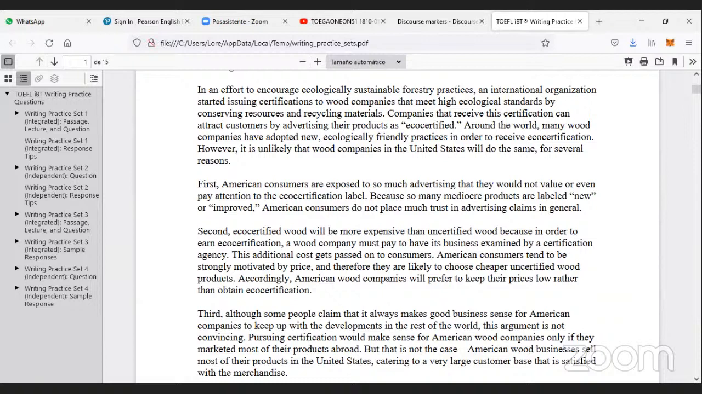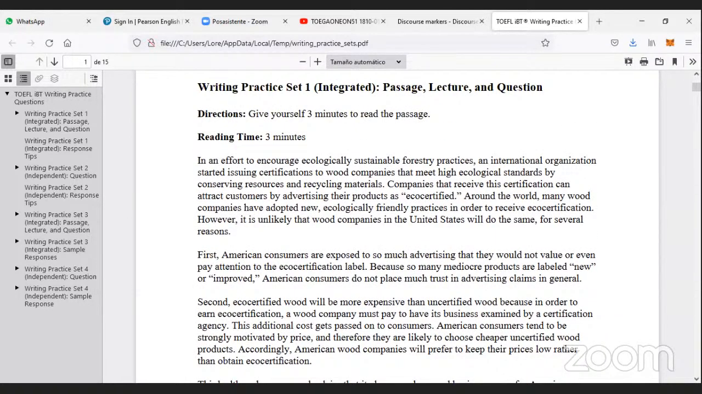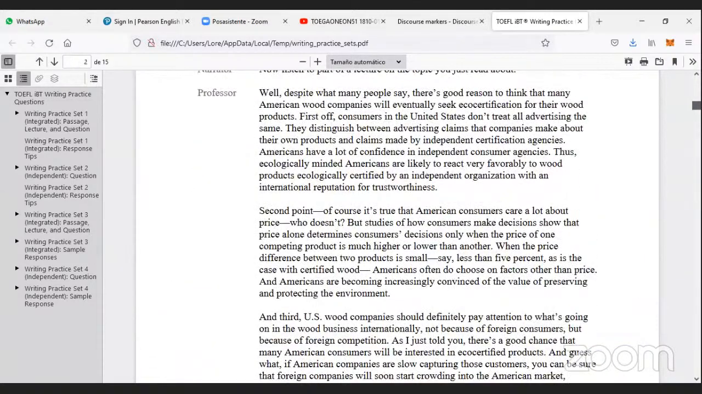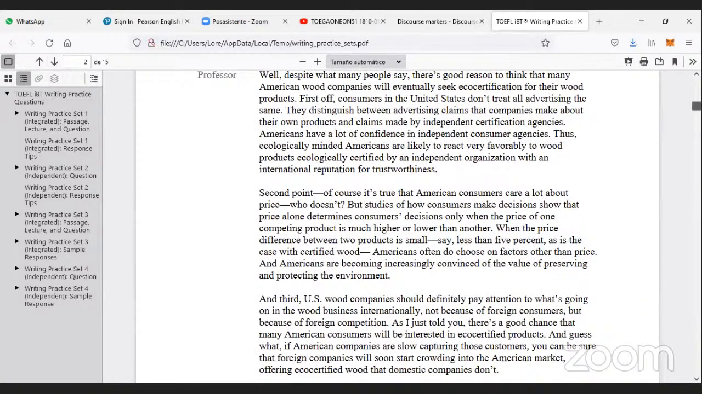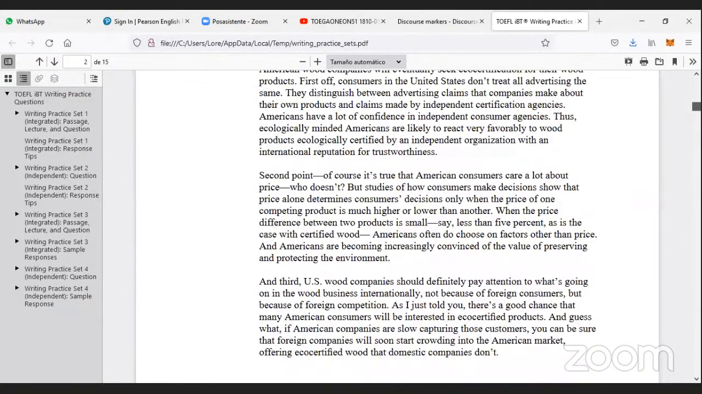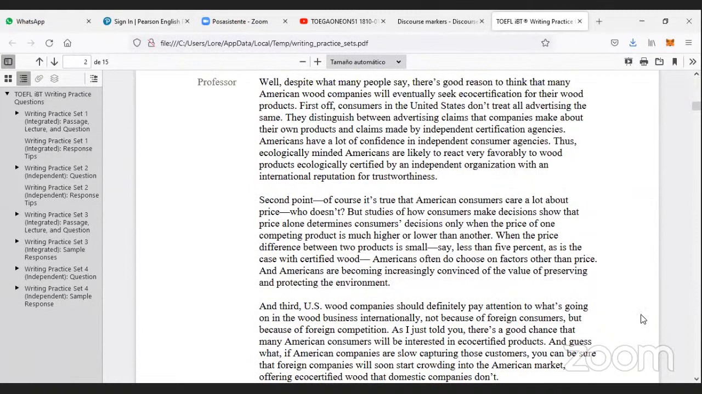Okay, perfect. Very good. So this is one point of view, and we have the other point of view about what the professor says. So we're going to read this passage too, okay, in order to make our argument.